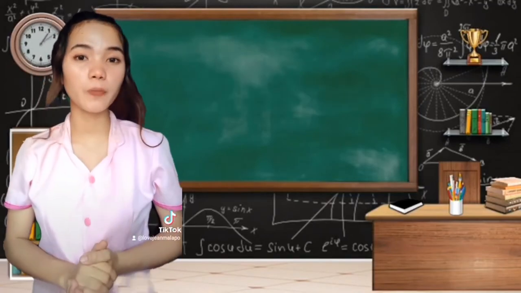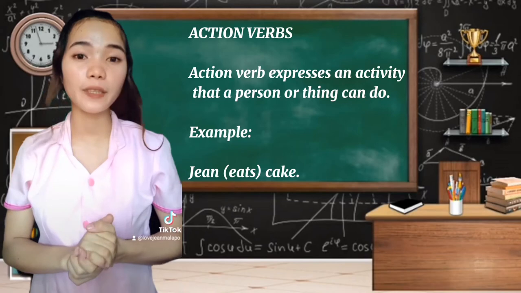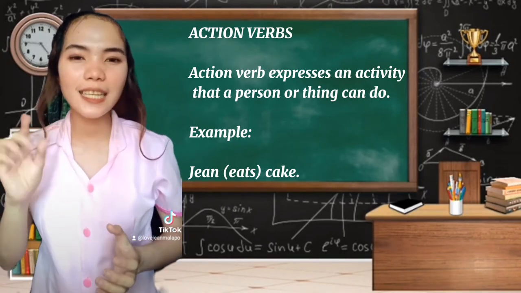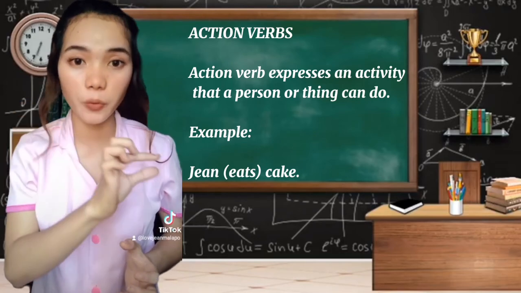There are types of verb. The first one is the action verb. So an action verb expresses an activity that a person or thing can do. For example, Jean eats cake. So eating is something that Jean can do.